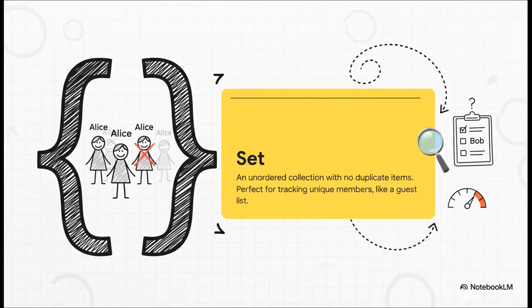And then we have the set. It follows two very simple rules. One, everything in it is unique. And two, there's no guaranteed order. So if you add Alice to your party guest list 3 times, guess what? She's still only on the list once. Sets are optimized for one thing above all else: checking for membership. Is Bob on the guest list? With a set, that check is incredibly fast.